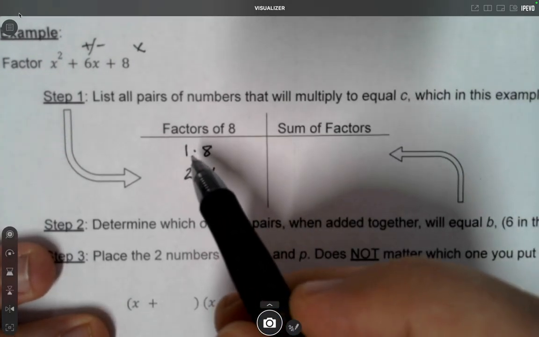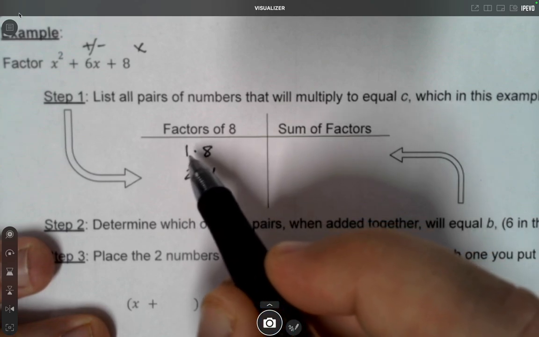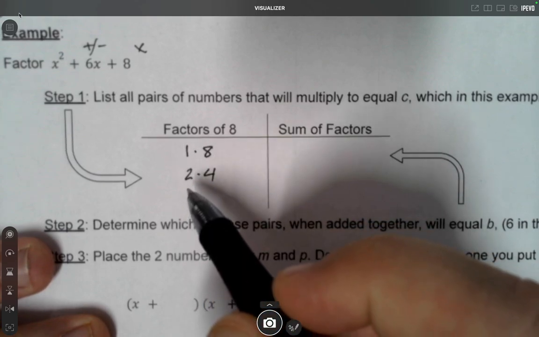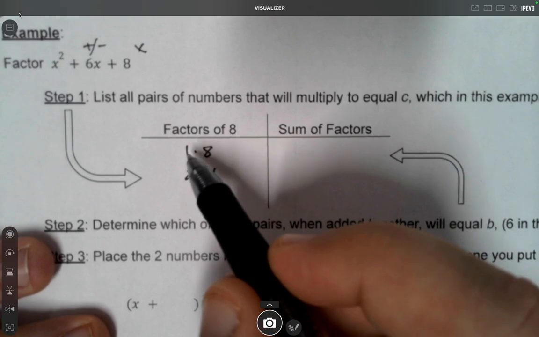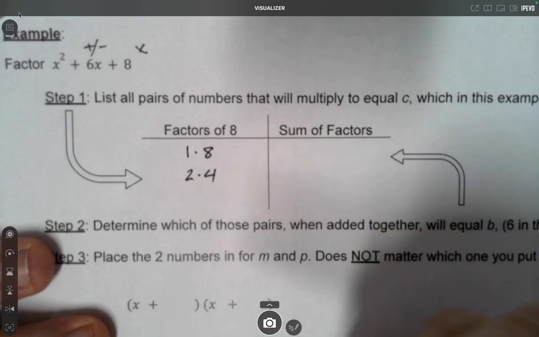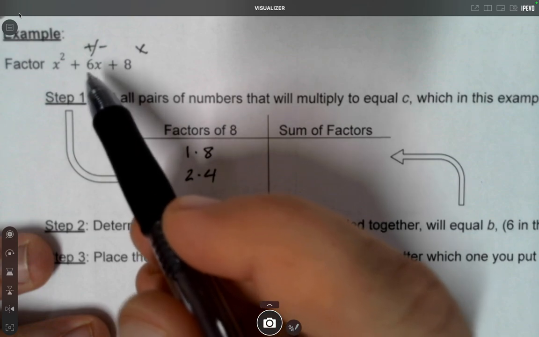When I look at this, you're allowed to add or subtract these numbers in either order. In other words, I could say 1 plus 8 is 9. I could say 1 minus 8 is negative 7. I could also say 8 plus 1 is 9. 8 minus 1 is positive 7. But that list never makes me add up to 6.